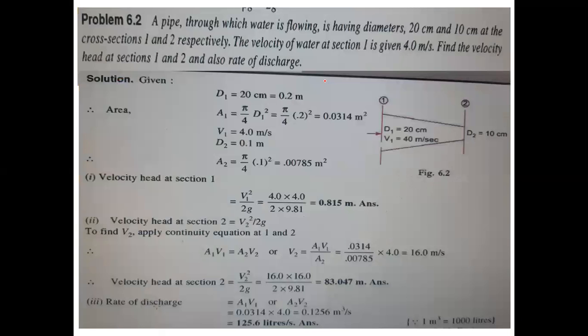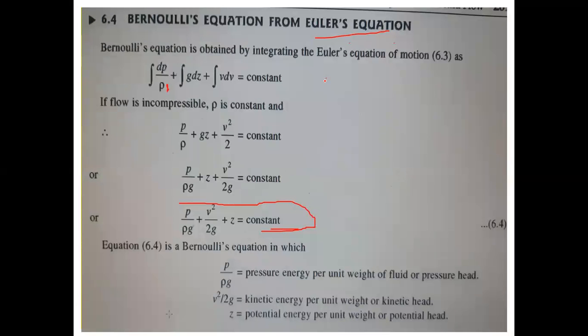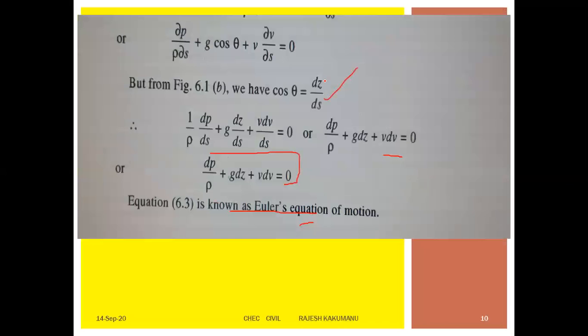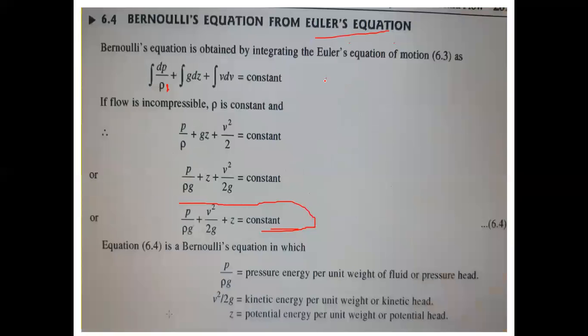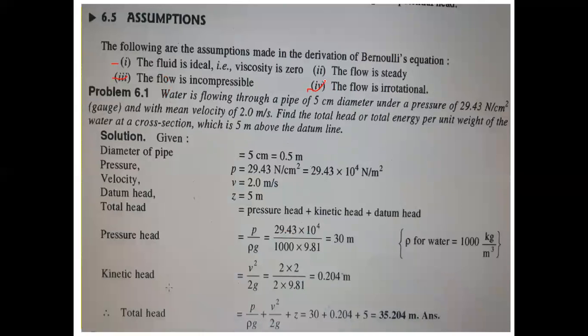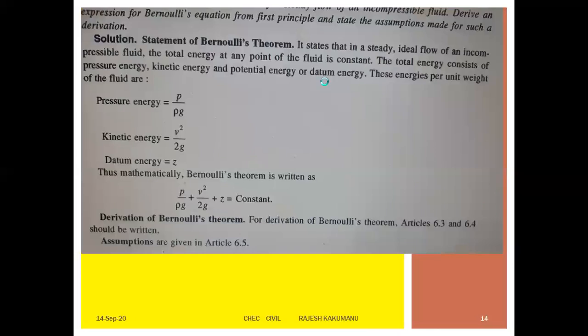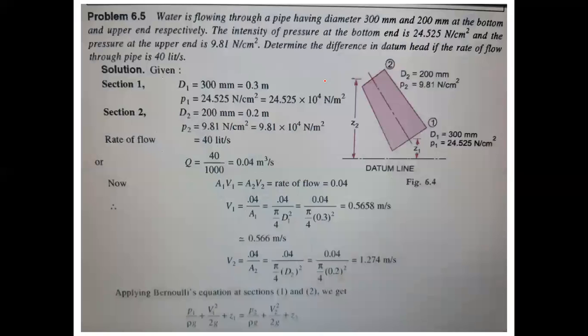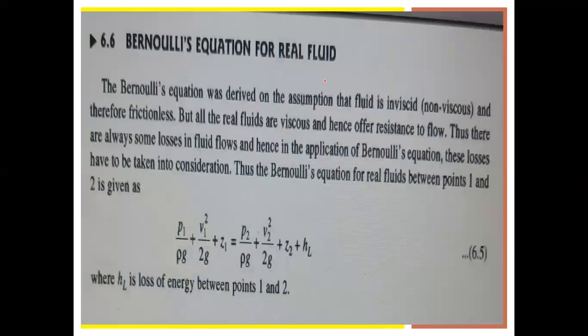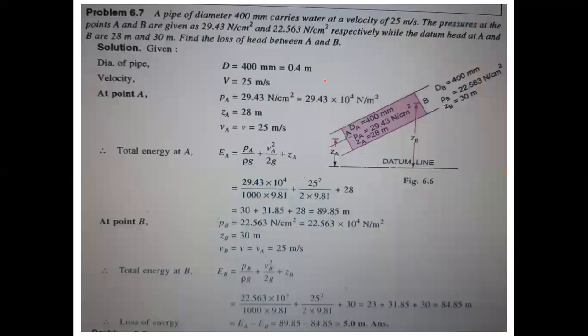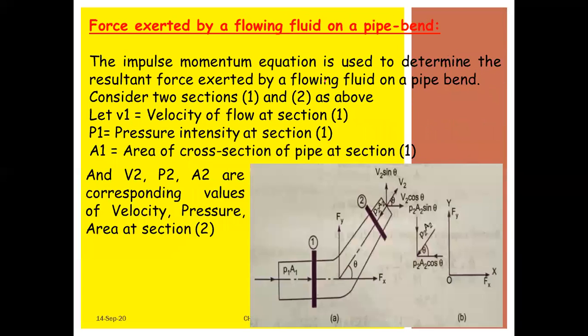So these are the formulas for Bernoulli's equation from Euler's equation, and also the Euler's equation formula. Based upon these formulas, we will solve some problems now, right? We have a good number of problems, 3 or 4. Later we'll discuss Bernoulli's equation for real fluid and also the momentum equation, right?